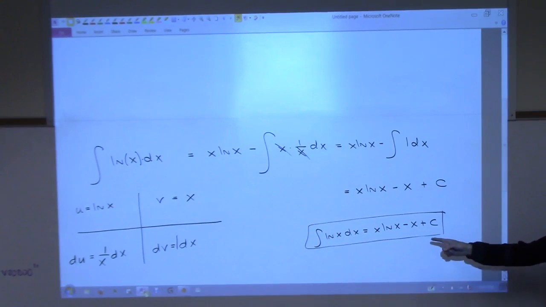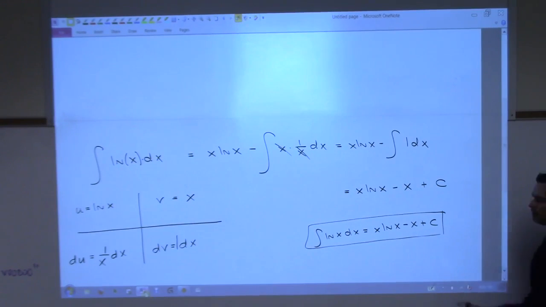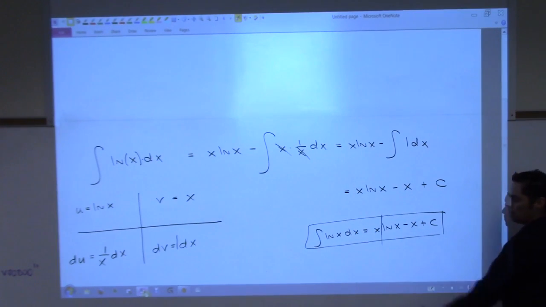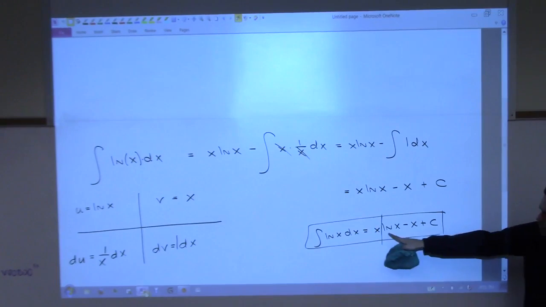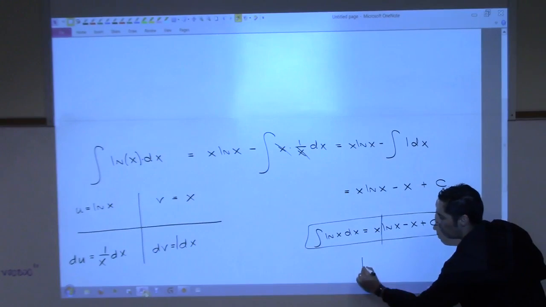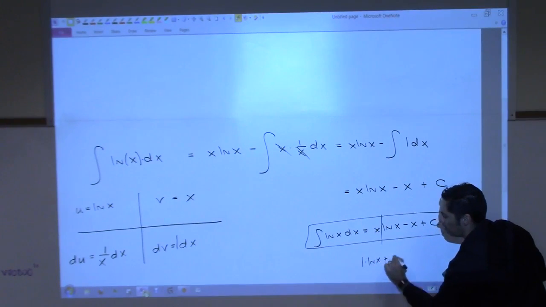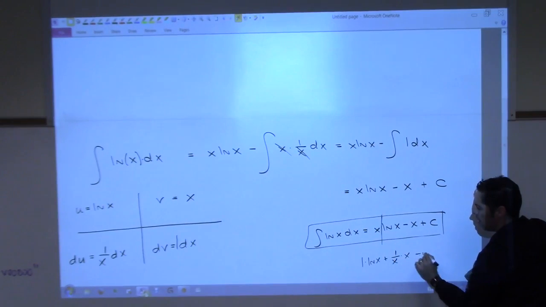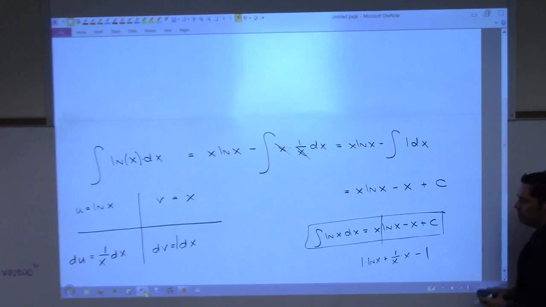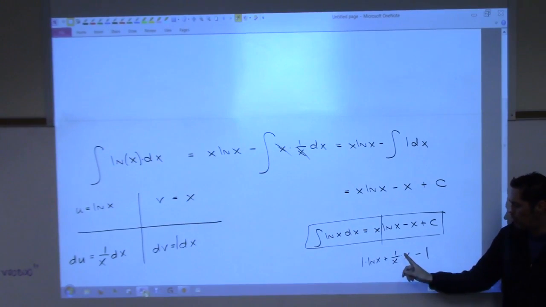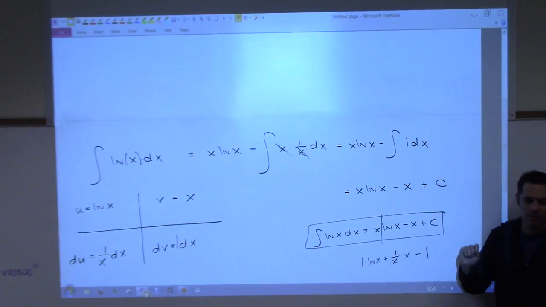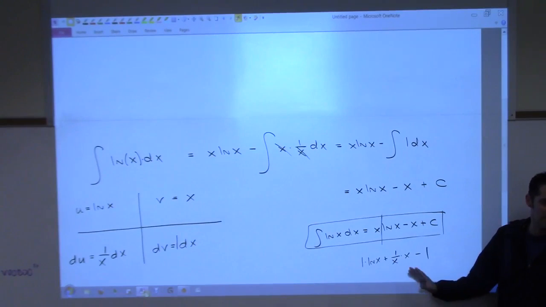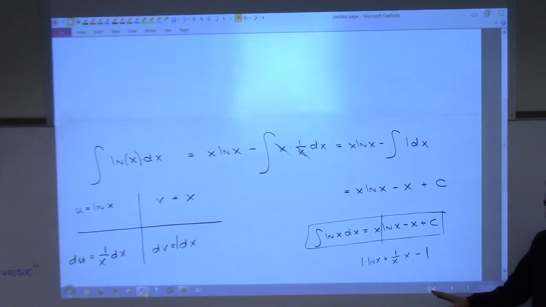We could check this one, couldn't we? There's a product right there. The derivative of this would be 1 times natural log x plus the derivative of natural log of x, which is 1 over x, times x, and then minus the derivative of x, which is 1. And when you do this, this turns into a 1 minus 1. That goes away, and you get natural log x. It works, okay? I'm just trying to convince you quickly that it does work.